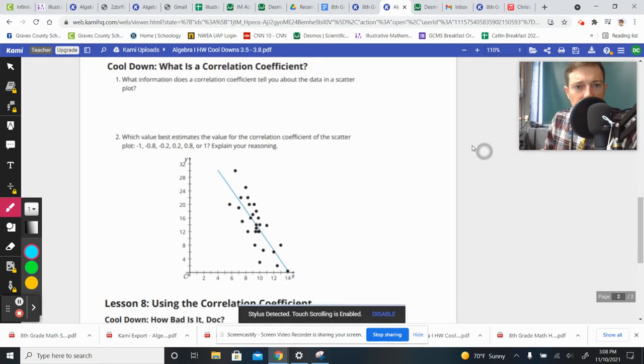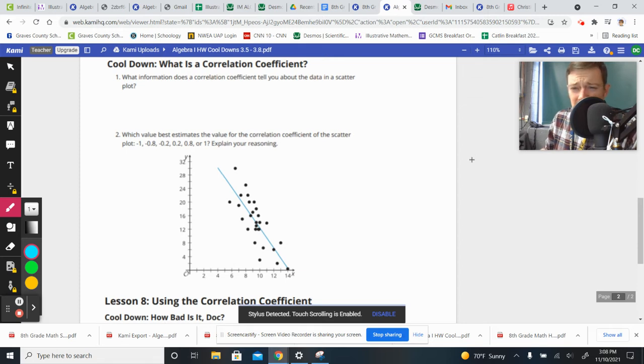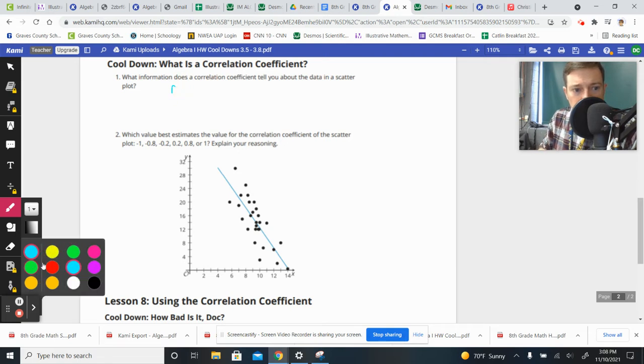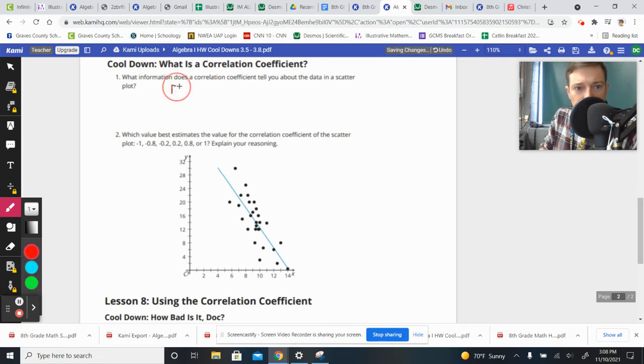And you probably don't need a lot of help for this one because we kind of answered it already in class, but I'll just go over it for those that were absent as well. What information does a correlation coefficient tell you about the data in a scatter plot? Well, in class, it was the R term that we noticed. And we noticed a couple of things, and you probably want to get this down in your explanation.